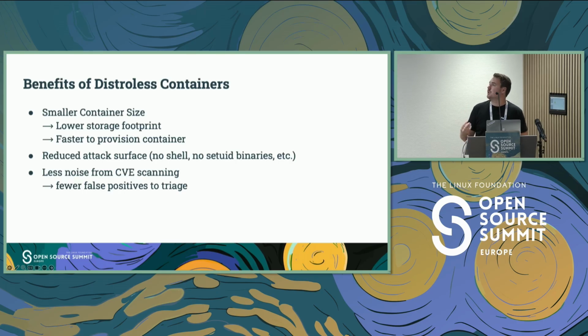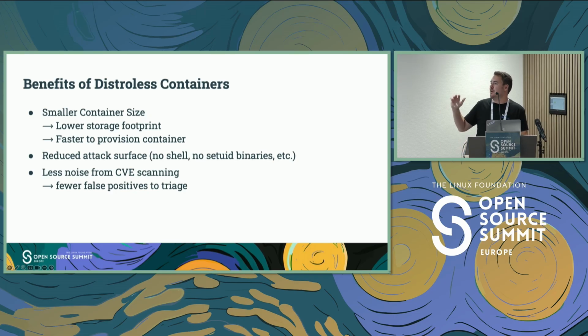So distroless containers get you quite a lot of benefits. Primarily, it's just a smaller container. You have less stuff in there, smaller size, less storage, faster to pull the container image, all that stuff. But that's just one of the benefits. The other side is you get a way reduced attack surface. Like if there's less stuff in there, there are fewer vectors that an attacker can use to get in.